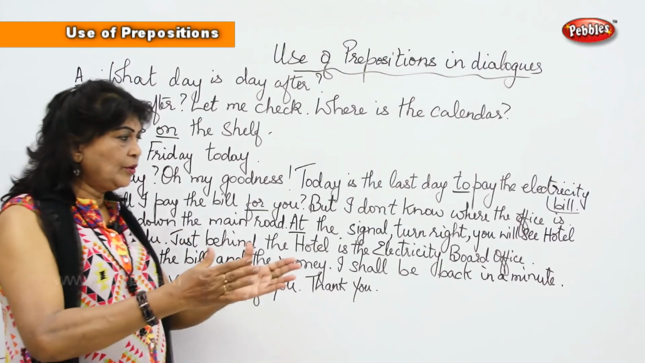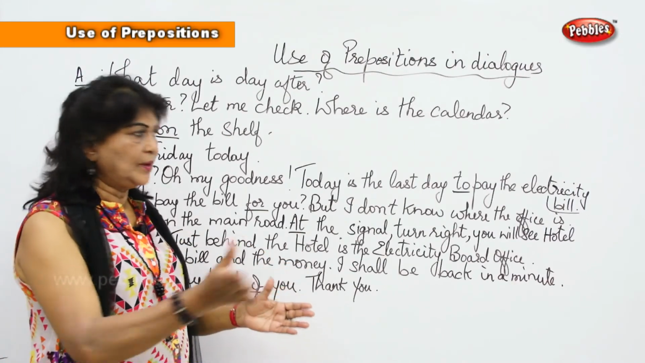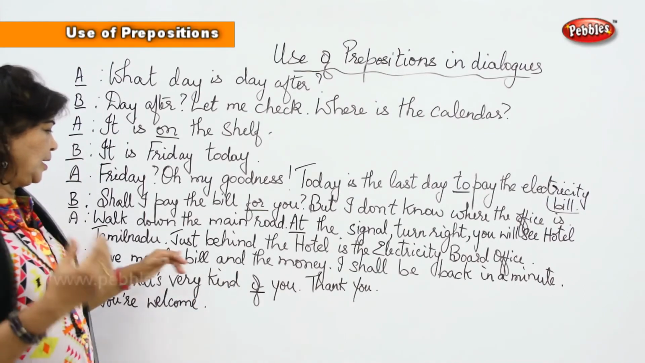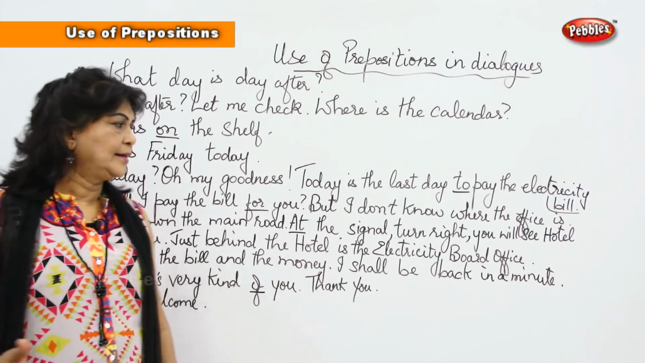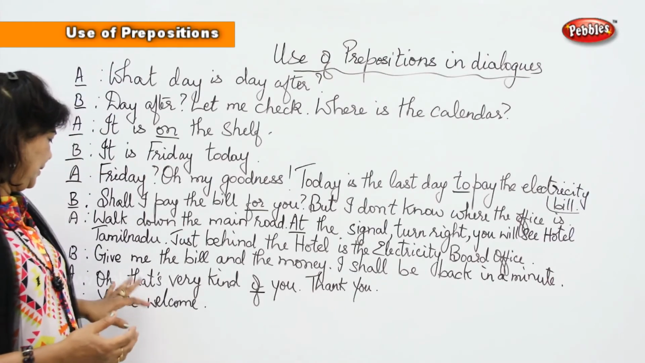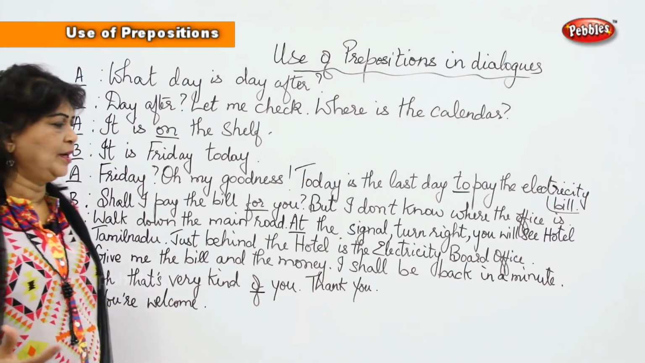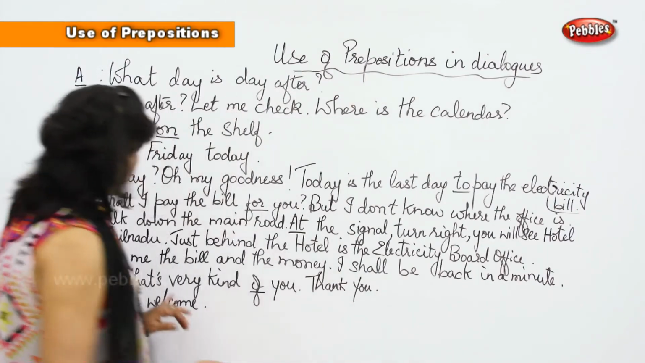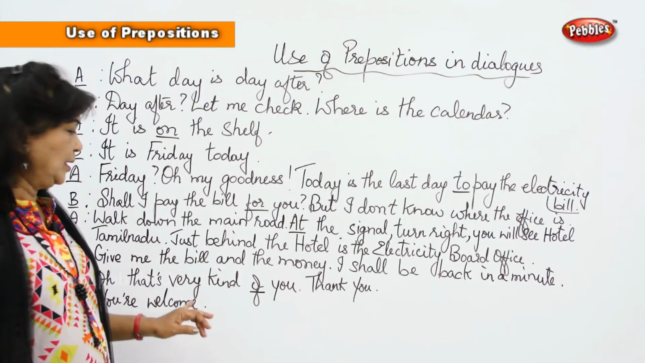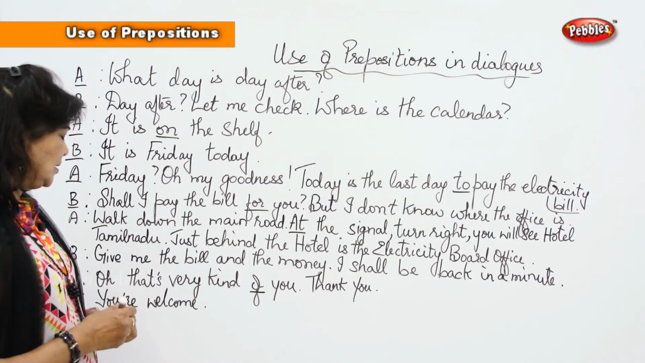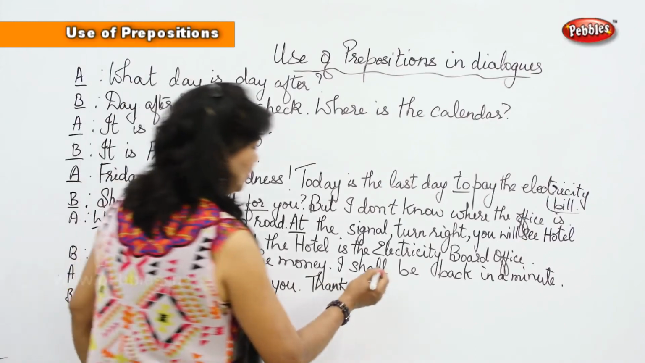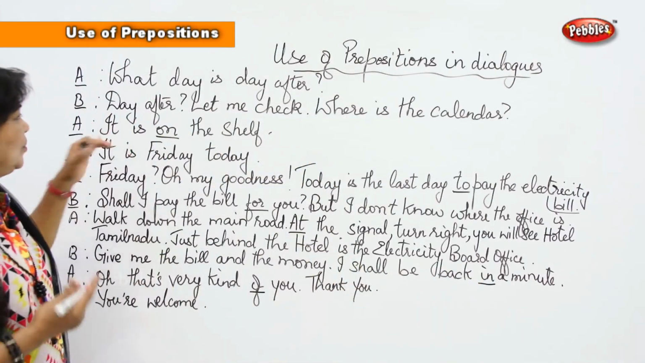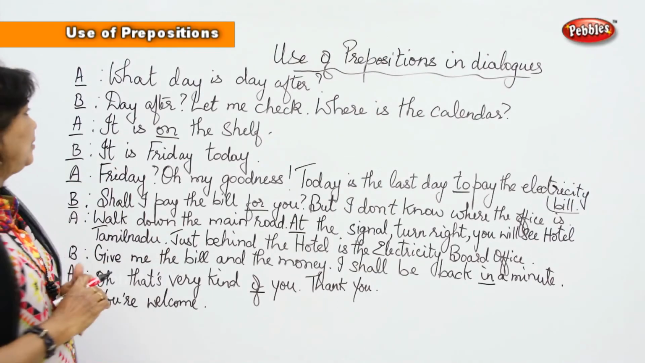Walk down the main road, at the signal turn right, you will see Hotel Tamil Nadu, and just behind the hotel is the electricity board office. And he says, give me the bill and the money, I shall be back in a minute. Immediately A gives the bill and the money, and says, oh thanks, that is very kind of you, thank you. Now, you can see a lot of prepositions here which make the dialogue very meaningful.